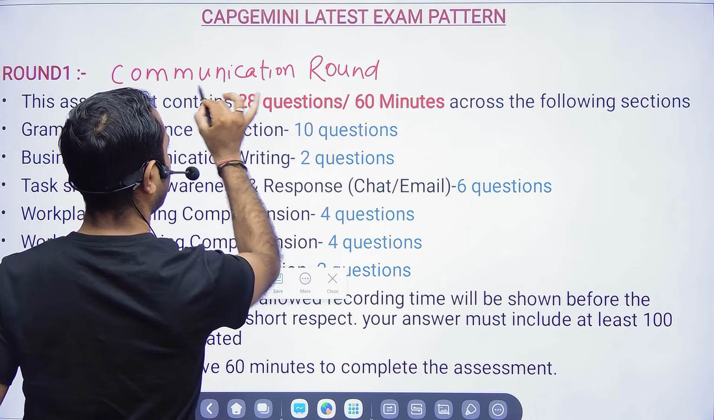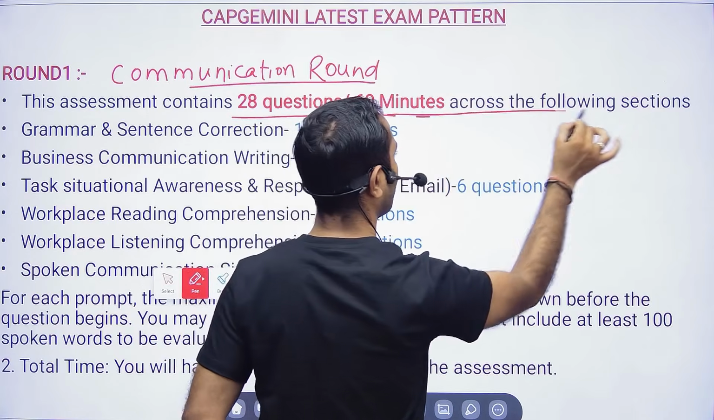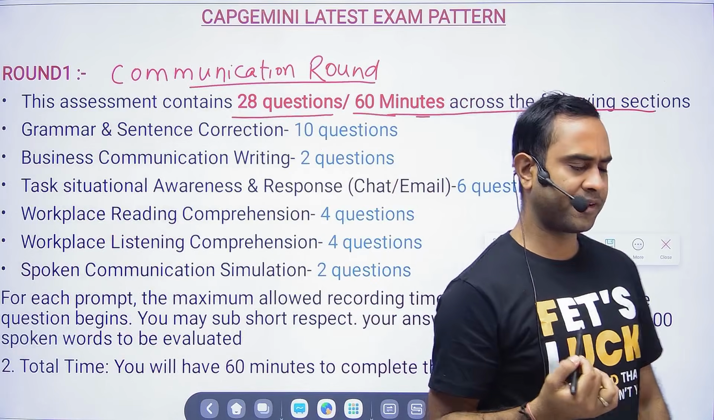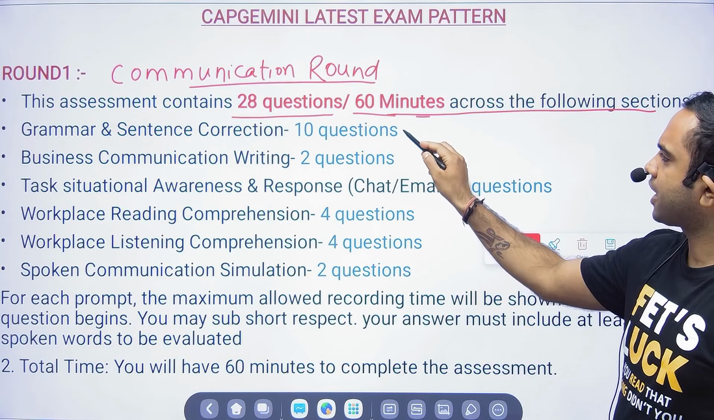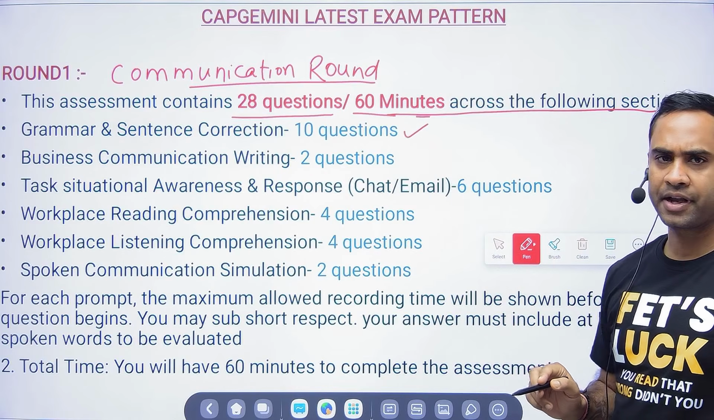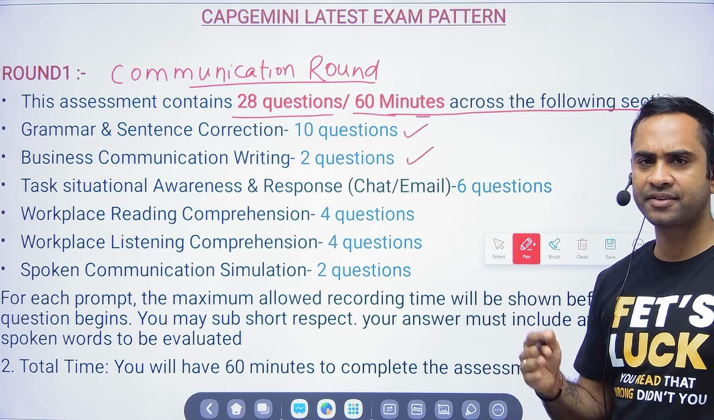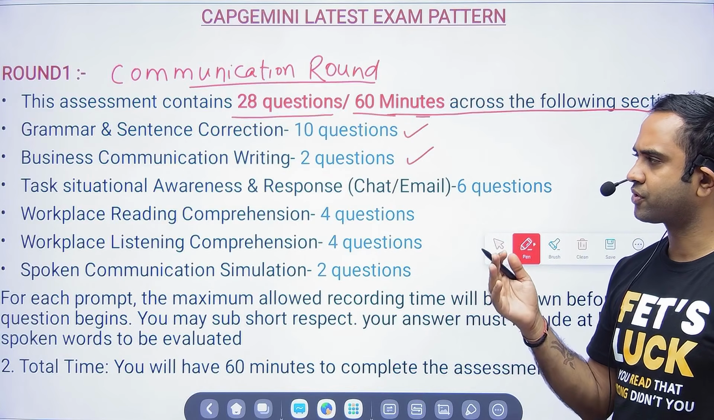So total there will be 28 questions and the timing will be 60 minutes across the following sections. Now, section 1, if you will see, is grammar and sentence correction, 10 questions. Business communication writing, 2 questions. So what is this grammar and sentence correction? We will talk. Business communication writing, 2 questions.